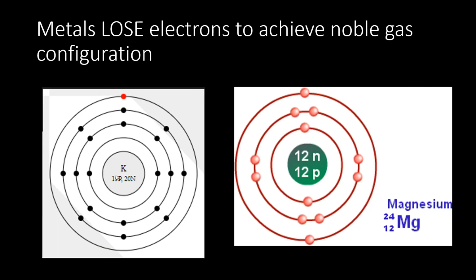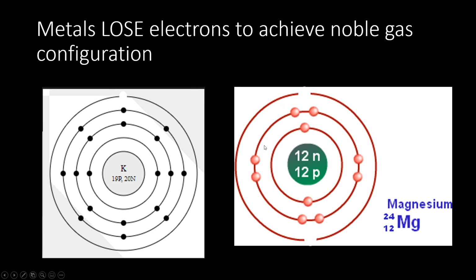That's why metals will lose electrons. Here's potassium. It has 1 valence electron. By losing that electron, now it believes it's more like a noble gas. It thinks it's dressed up like a Kardashian. It has the same valence electrons as they do. So losing that electron is not a big loss for potassium. Magnesium, similar situation. It would lose 2 valence electrons.